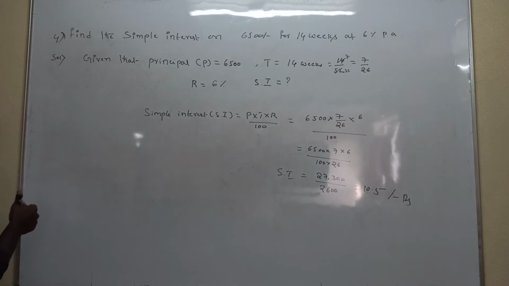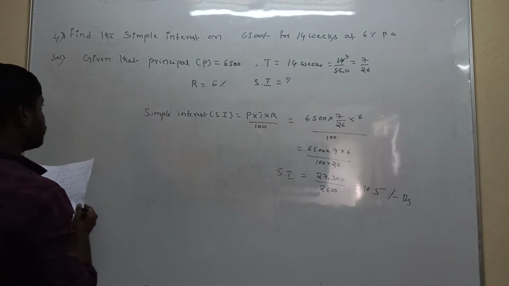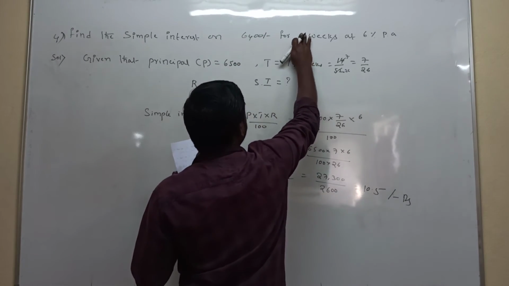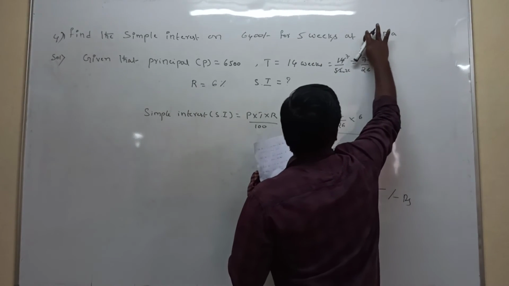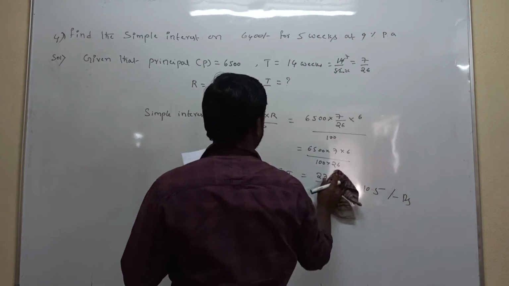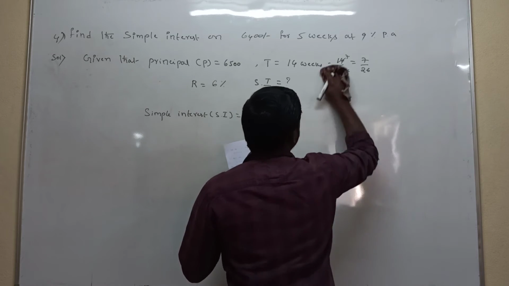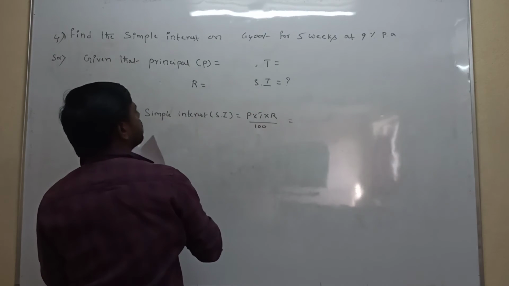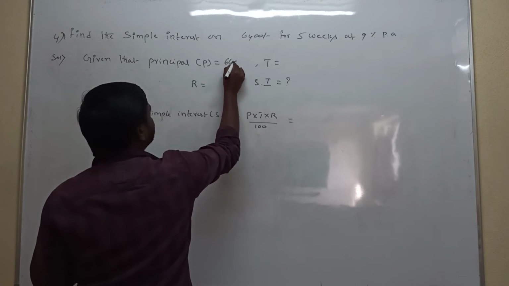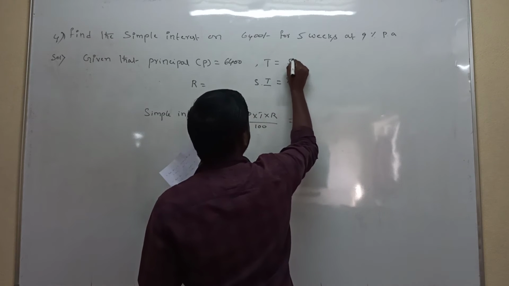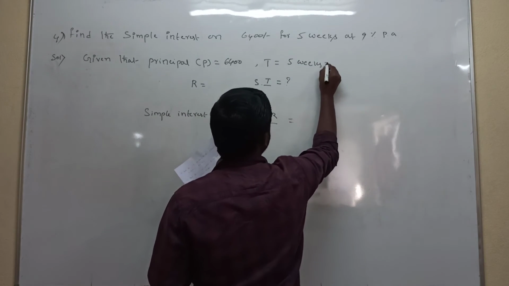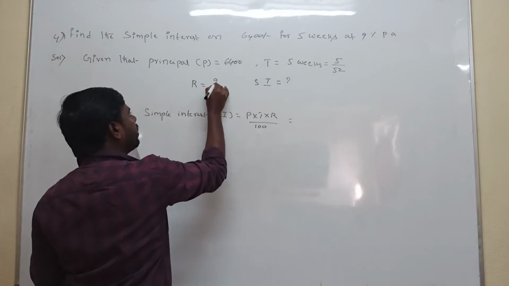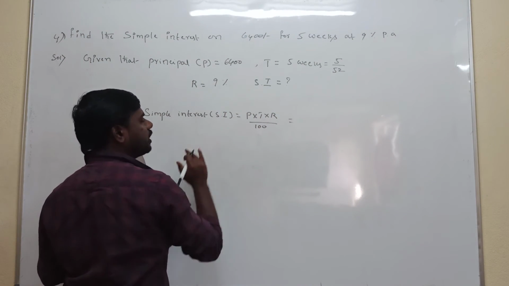Fourth problem. Find the simple interest on 6,400 rupees for 5 weeks at 9% per annum. Same method. What is the principal amount given here? 6,400. Time T given is 5 weeks. To convert to years, given weeks divided by total weeks, 52. What is the rate of interest given? 9% per annum.